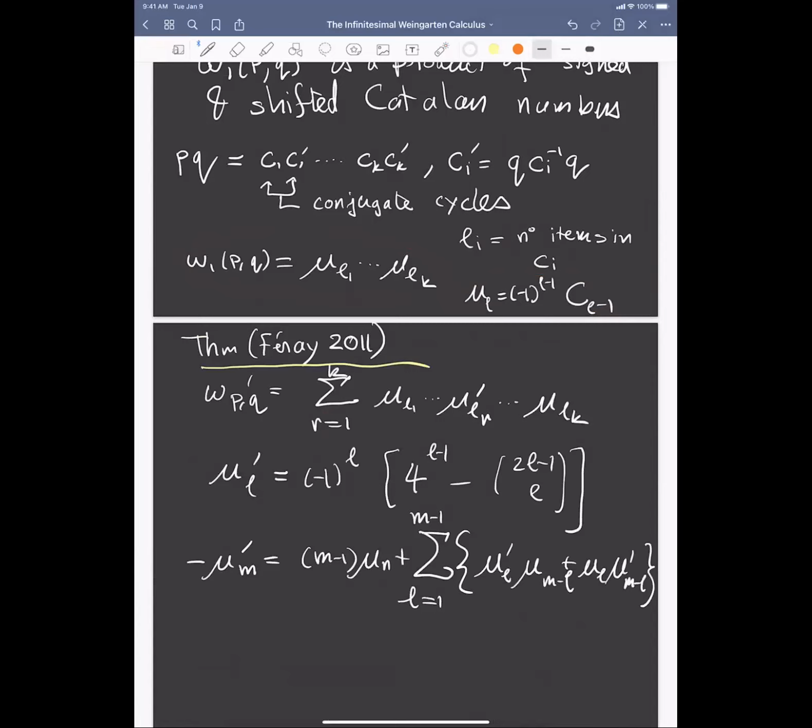So this is a kind of recursion formula. If you know the mu's, and you know the mu's from here, they're the signed and shifted Catalan numbers, then you can inductively compute these ones because you only go up this far in the sum. So there's a kind of recursion here for computing these things. And then you stick them together using this Leibniz rule.